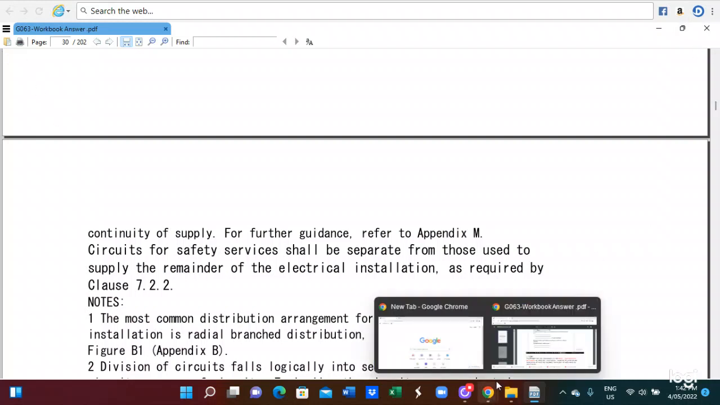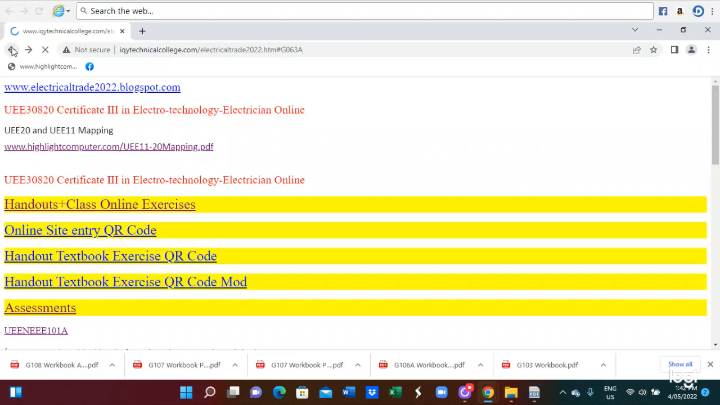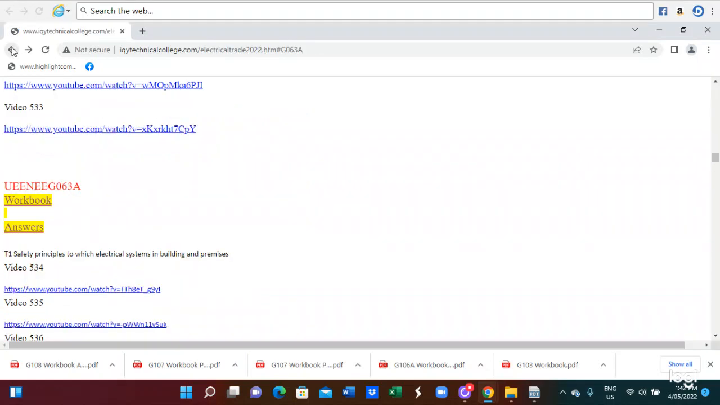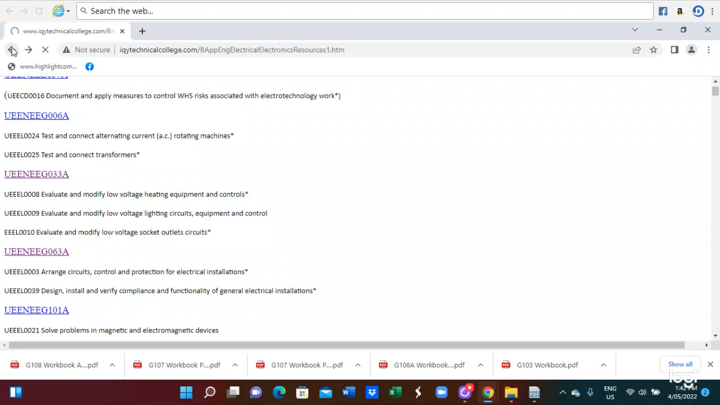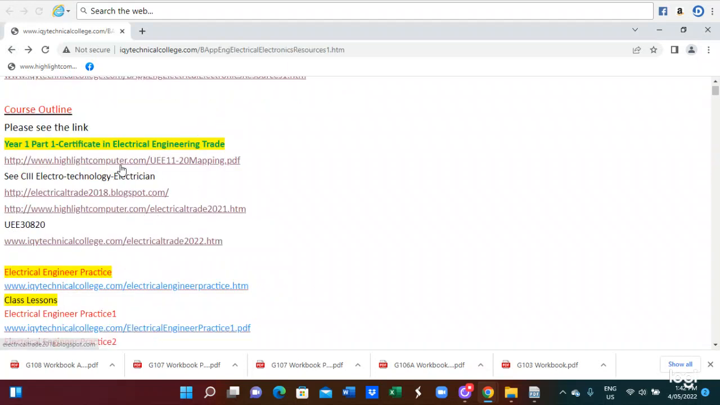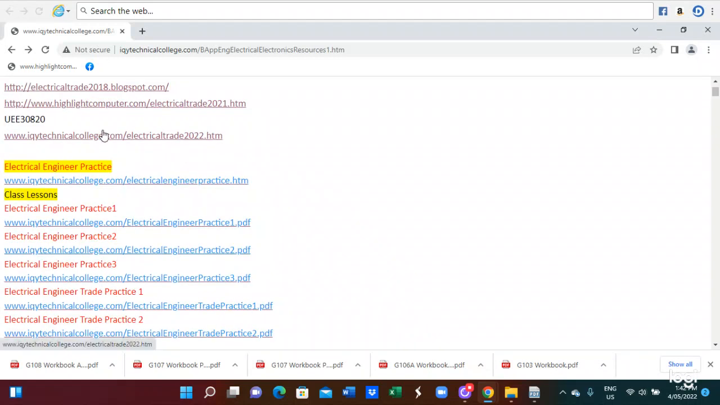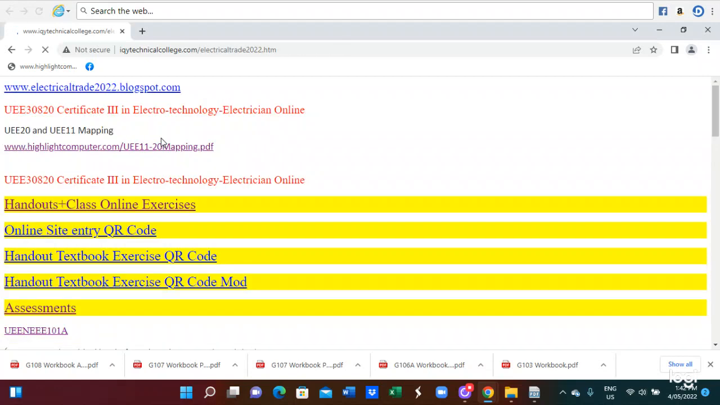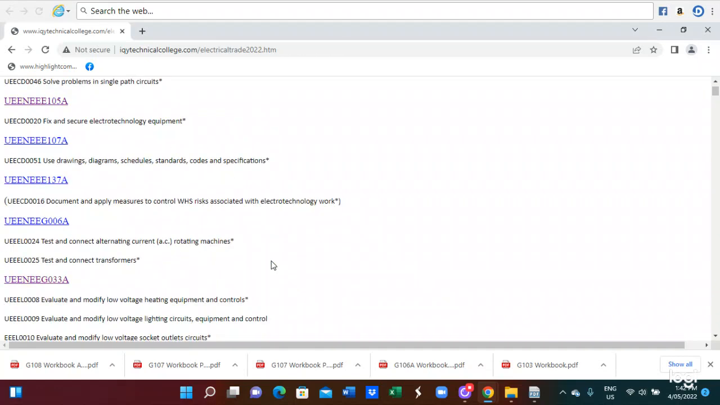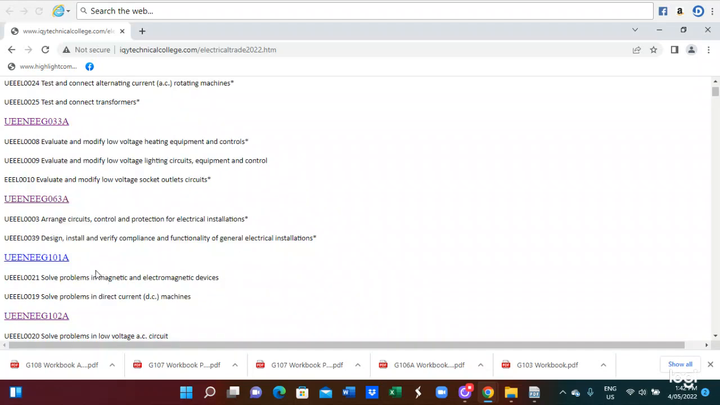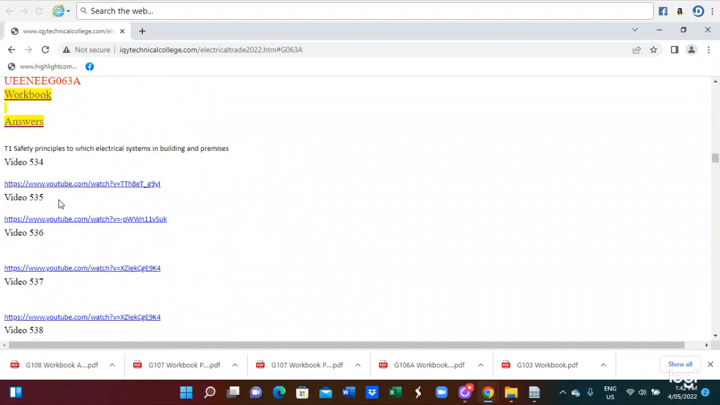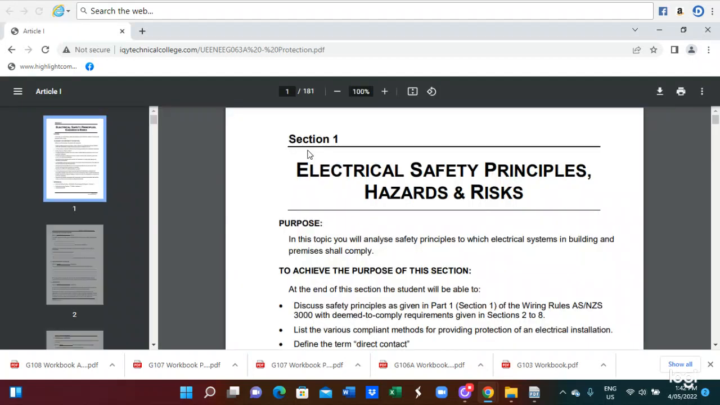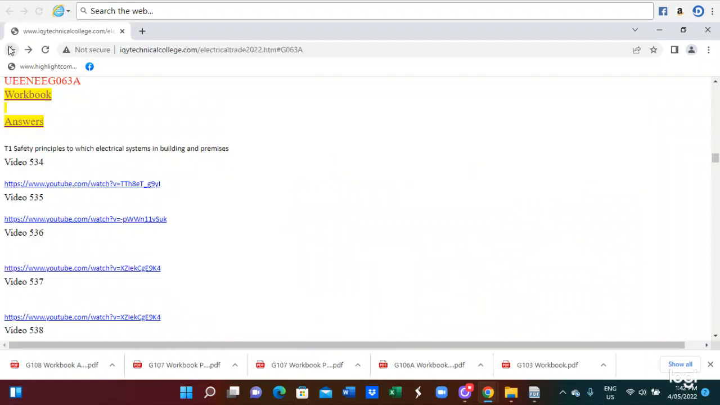So I'm talking about you accessing the electrical trades 2022. Firstly, you go to the electrical trades 2022, at the college.com/electrical trade 2022.htm. By clicking this one, after that, go to G063, click G063, and here you can download the workbook. So this is the workbook. In the workbook, I provide the answer. Click the answer.